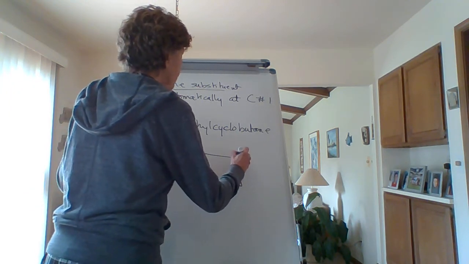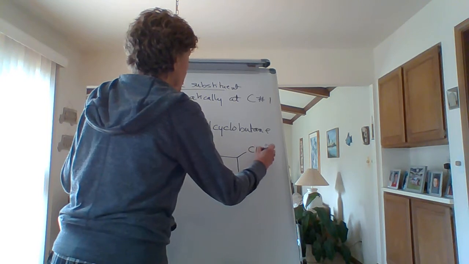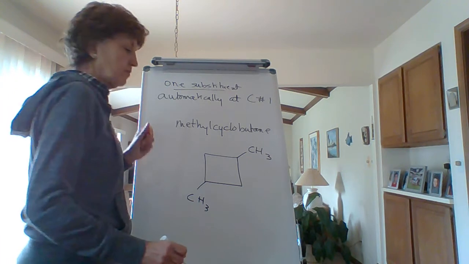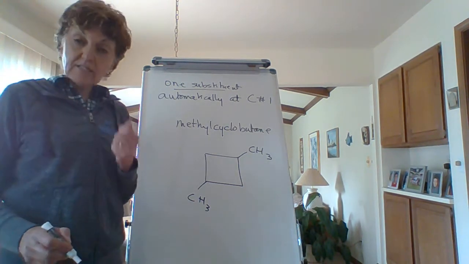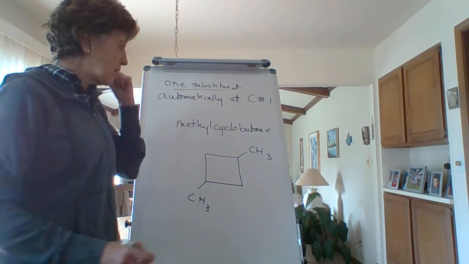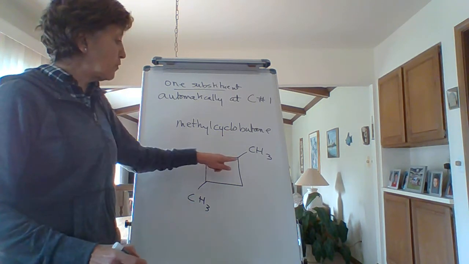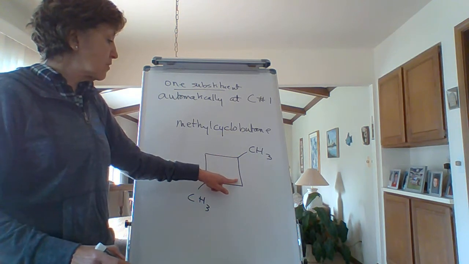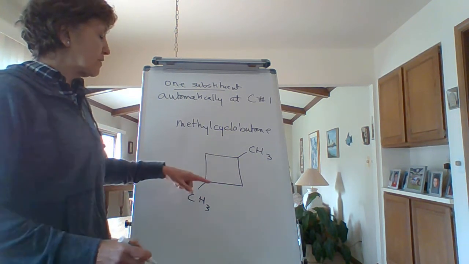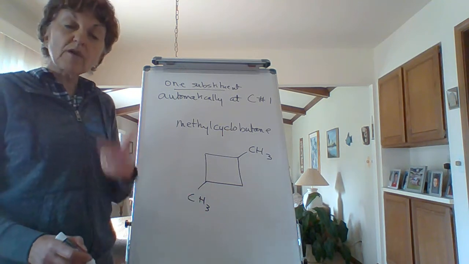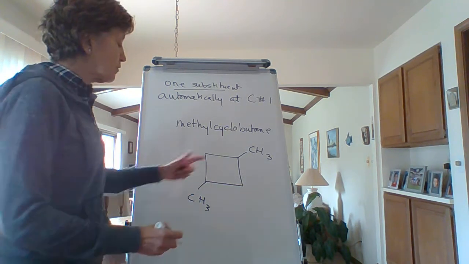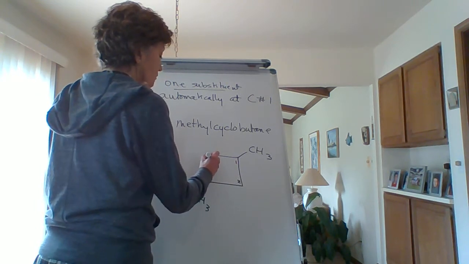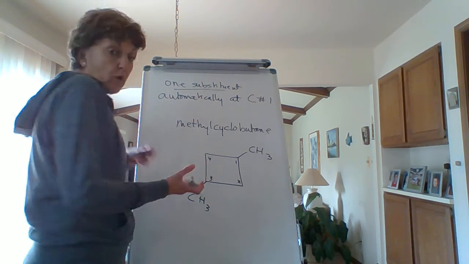What if I have a methyl here and a methyl here? Now I have to tell everybody where they are because they could both be coming off of the same one, or they could be here and here. So now we need to number it. It doesn't matter which one gets the 1, but one of them has to get the 1. So let's say I give this one a 1. So this would be 2, and this would be 3, and this would be 4.